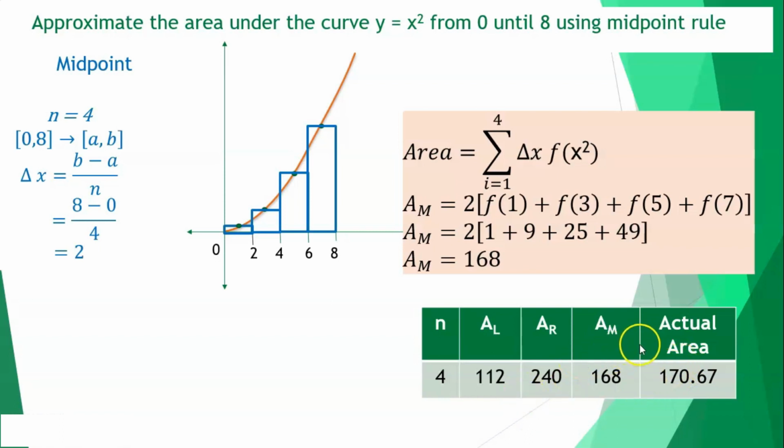So take note of the 3 methods of Riemann sums. It is the midpoint rule that is closest to the actual area. So take note of that.